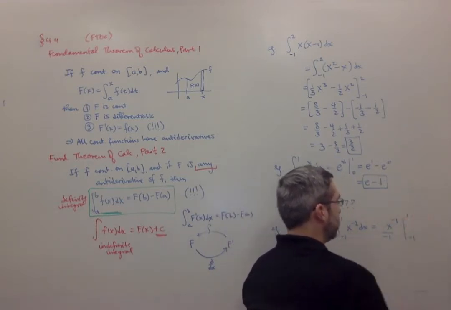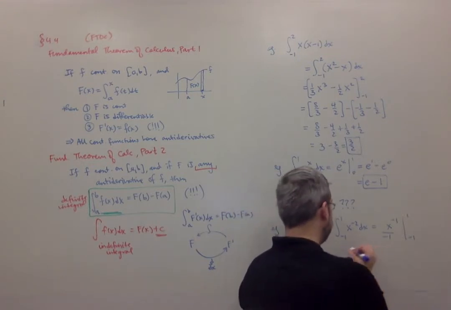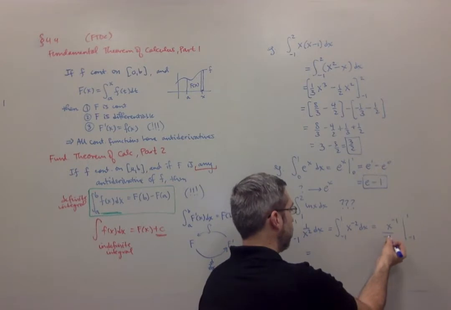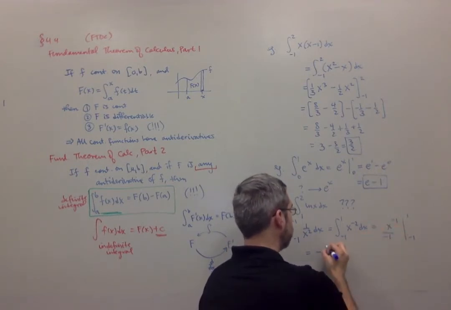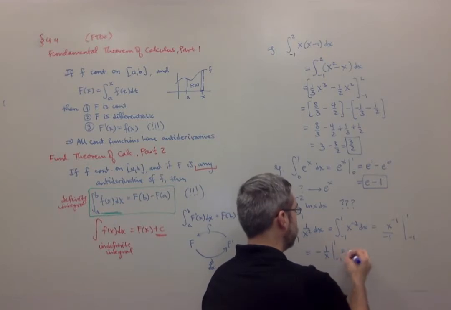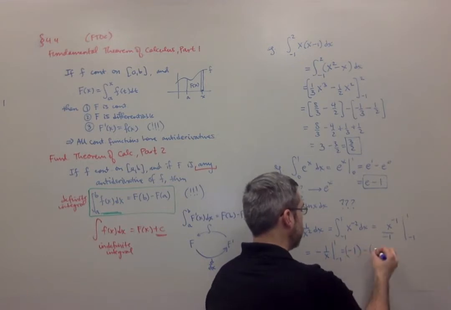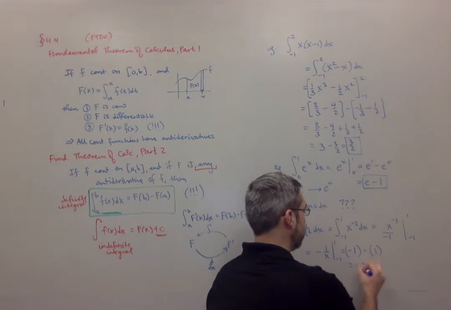I'm going to plug in -1 and 1, so let's clean that up a little bit. This is negative x to the -1, which is negative 1 over x, from -1 to 1. So let's plug in 1, I'm going to get -1. Minus, let's plug in -1, and I'm going to get 1. And -1 minus 1 is -2.